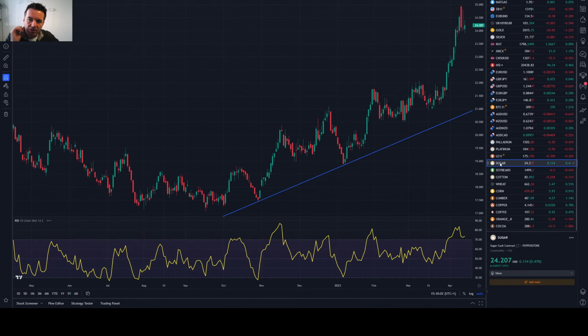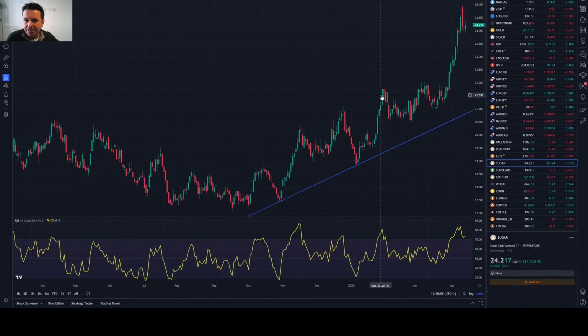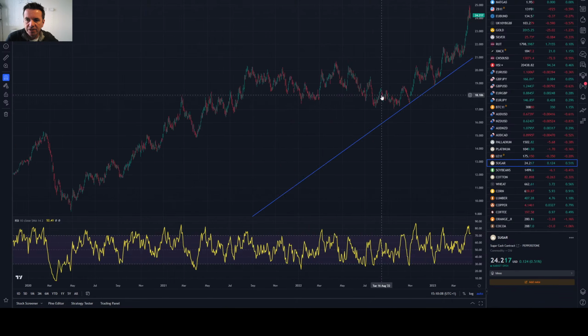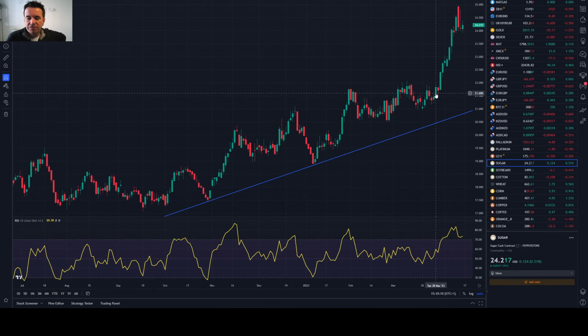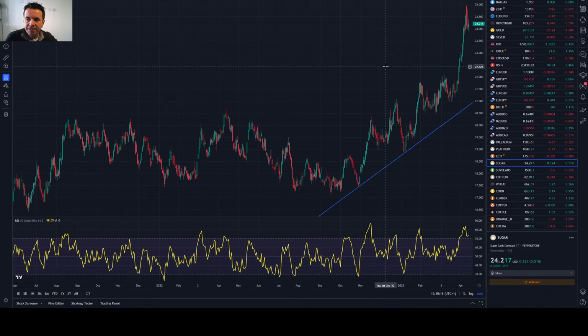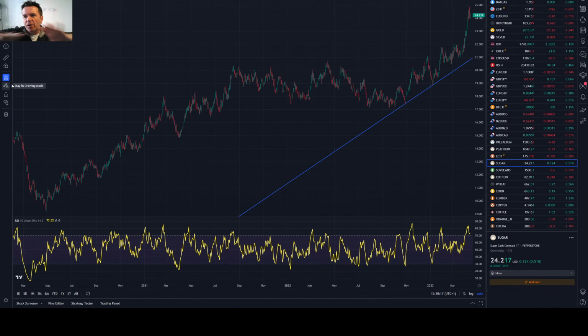Sugar, which I missed out on. I traded it quite a bit in December and January. I missed out on this move here. Sugar's had a heck of a move over the course of just the last couple of weeks or so. The price of sugar is up about 15%. So the point is, there's lots going on. Even though we look at the same markets every week, there's a lot going on in some of these other markets.